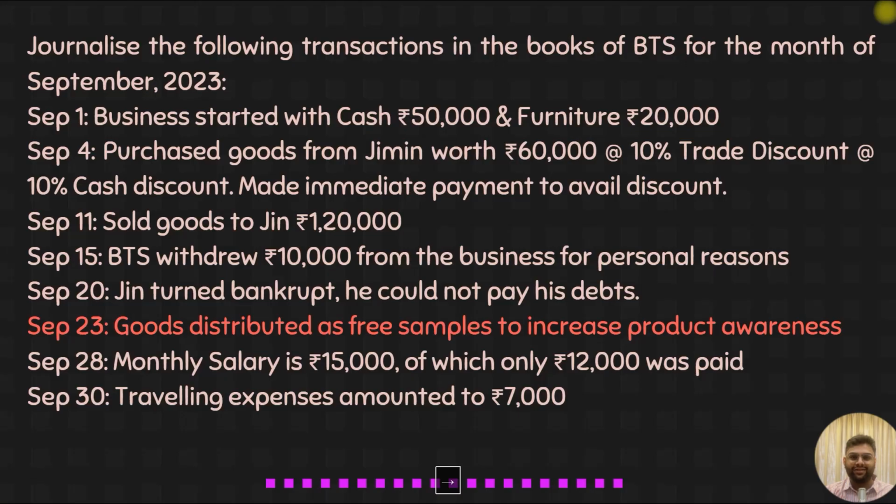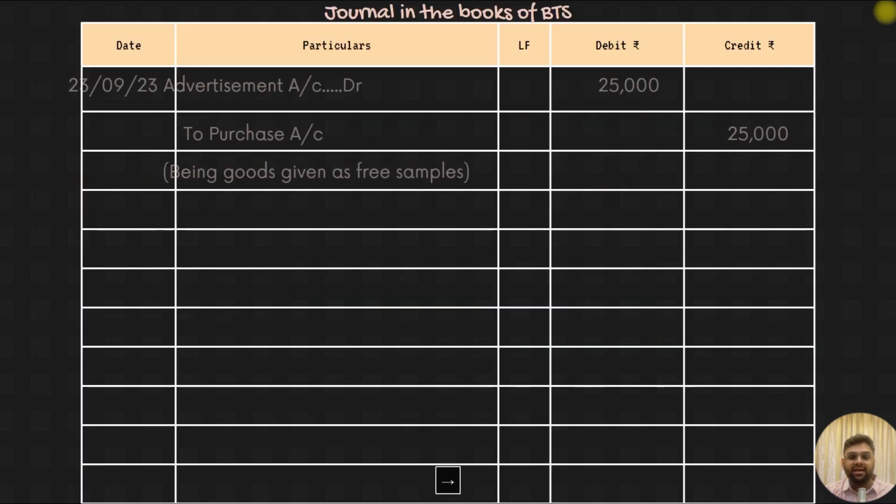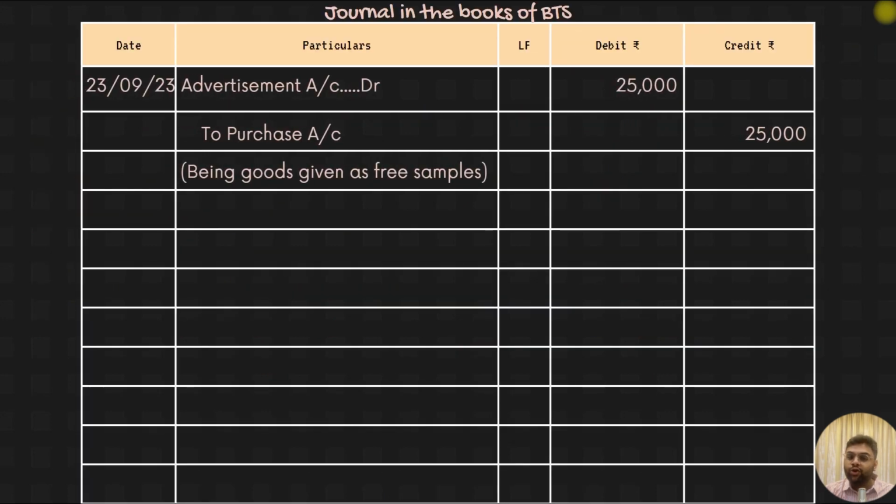Next transaction. September 23. Goods distributed as free samples to increase product awareness. The journal entry will look like this. Advertisement account debit to purchase account. Advertisement will be debited because debit all expenses and losses, or expense increase is debit. Purchase account will be credited because abnormal exit of goods. Remember? I hope you do. The narration will be being goods given as free samples.